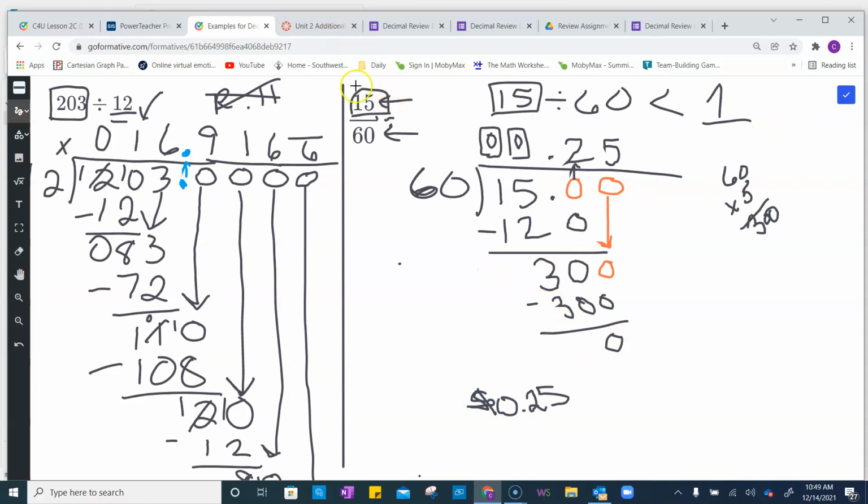When you have a proper fraction, that means the numerator is smaller than the denominator. You will get zeros here before your decimal point, and it'll be a number less than 1. All right, so that's an example of a number that ends. It doesn't repeat a pattern. It comes to an end with no remainder.